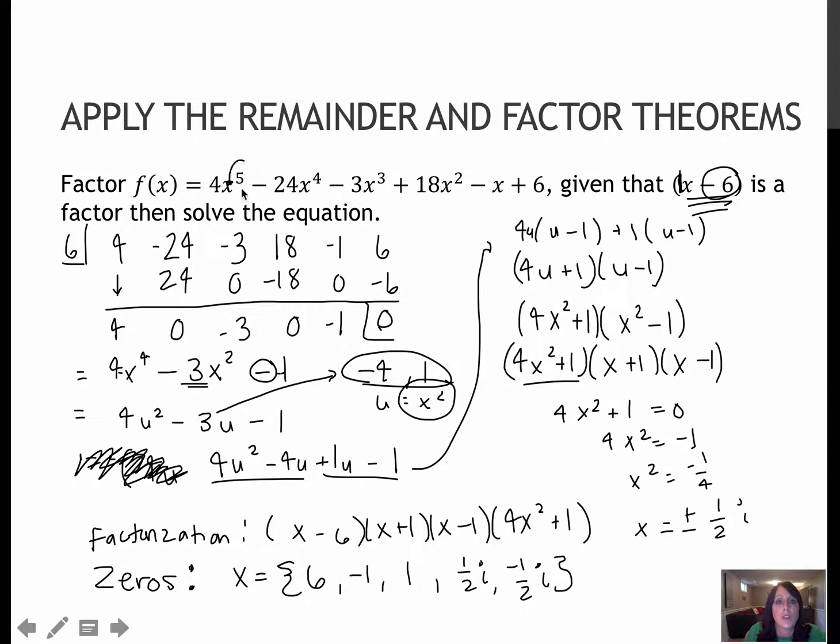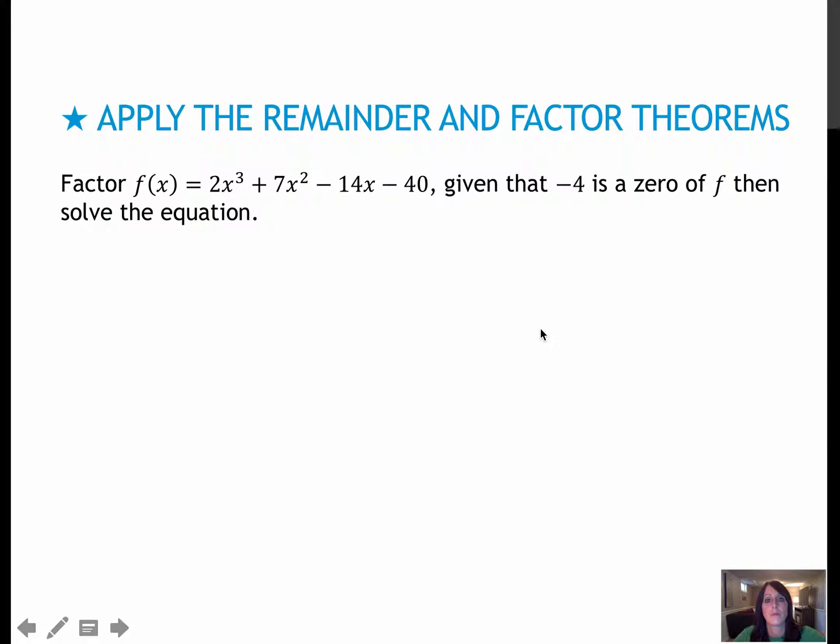So notice there's 5 solutions, 1, 2, 3, 4, 5. I've got them all. 2 of them are imaginary, but that's okay. I should have 5 total solutions. That's kind of a long question, but go ahead and try this question also. Press pause, do the entire process just as we just did, and then press play to check your work.